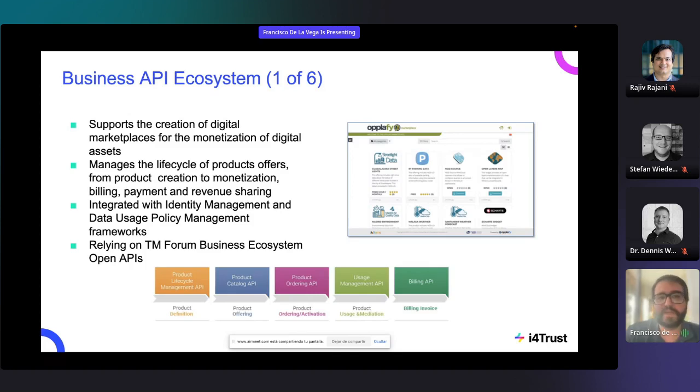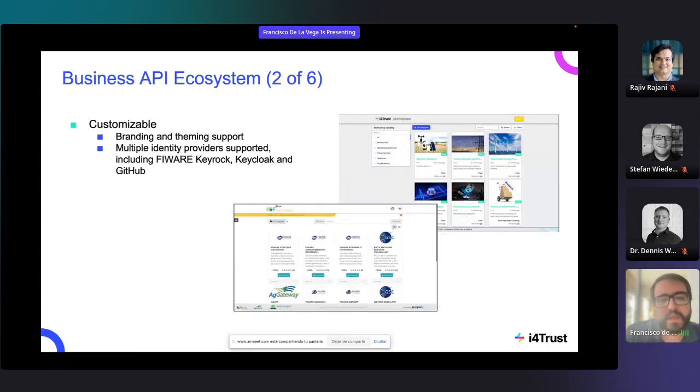In addition to this, the Business API Ecosystem is fully integrated with the FIWARE Identity Management Framework, as well as the iSHARE framework that has been presented and different identity managers, as we are going to see later. And the most important point regarding the Business API Ecosystem is that this software is exposing all the functionality that it's providing using a set of standard APIs that have been defined by the TM Forum organization. We are talking about catalog management APIs in order to create products, offers, catalogs, etc. We are talking about billing management APIs, order management APIs for purchases. Also, usage for those scenarios where we have pay-per-use, etc.